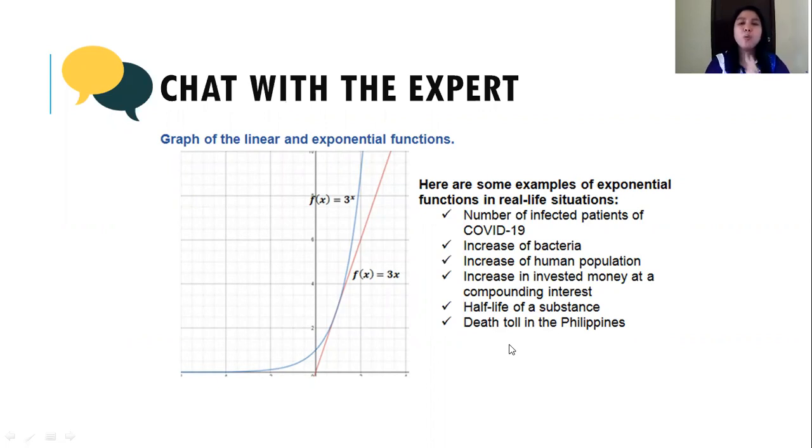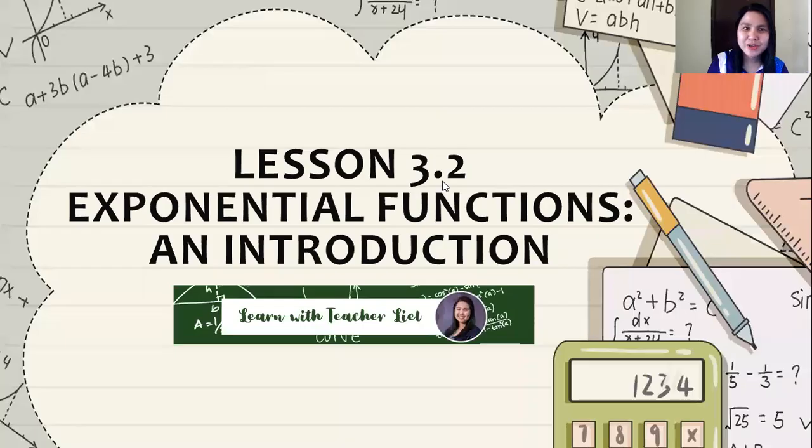So again, when the increase or the decrease is rapid, not just a constant change but a rapid one, then we call that an exponential function. Do you have any questions?